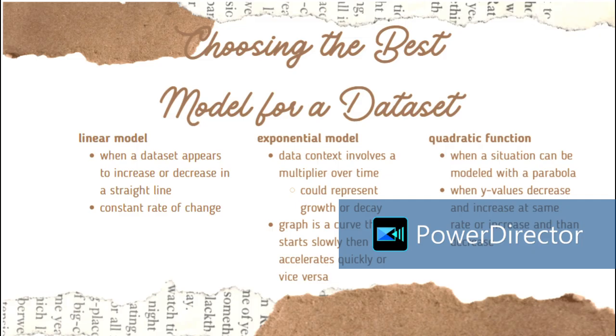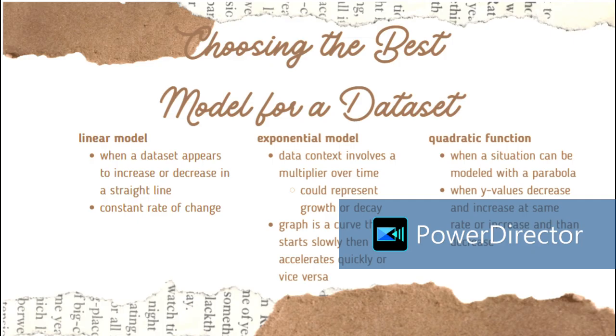A linear model is when a data set appears to increase or decrease in a straight line and there is a constant rate of change. An exponential model is when data context involves a multiplier over time, like interest, and it could represent growth or decay. Either way, it's an exponential model. The graph is a curve that starts slowly, then accelerates quickly, or vice versa. It starts slow and then goes quickly and then decreases.